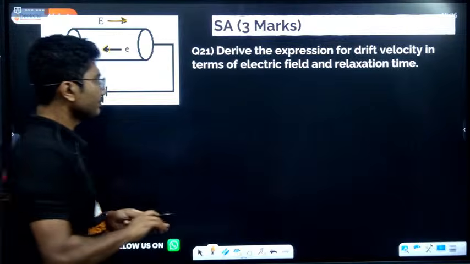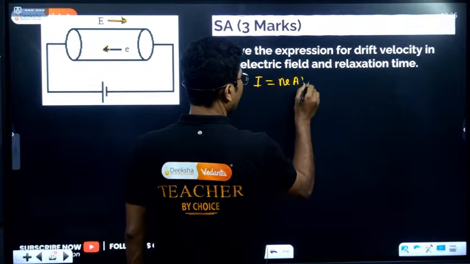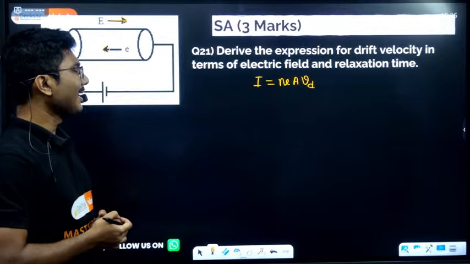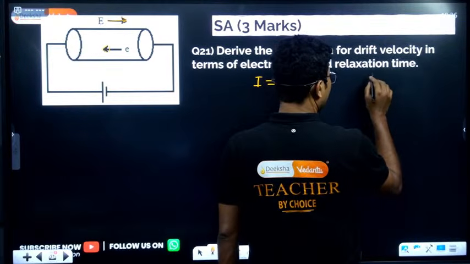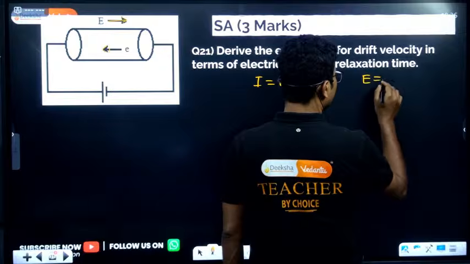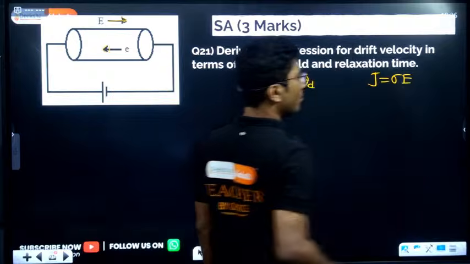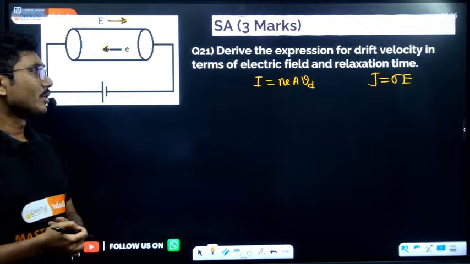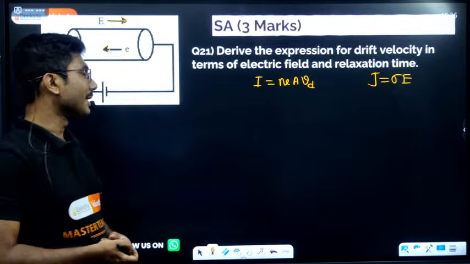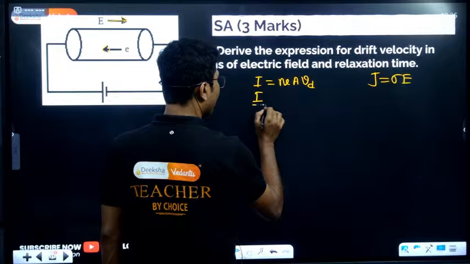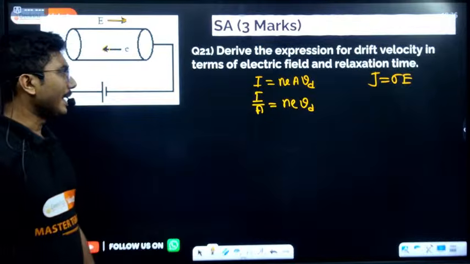Now we know that current in a conductor is given by I = neAv_d. Now we also know from Ohm's law that J = σE. Now if you can find J and replace it with σE, we can find some value. Let's see. So I/A = nev_d.